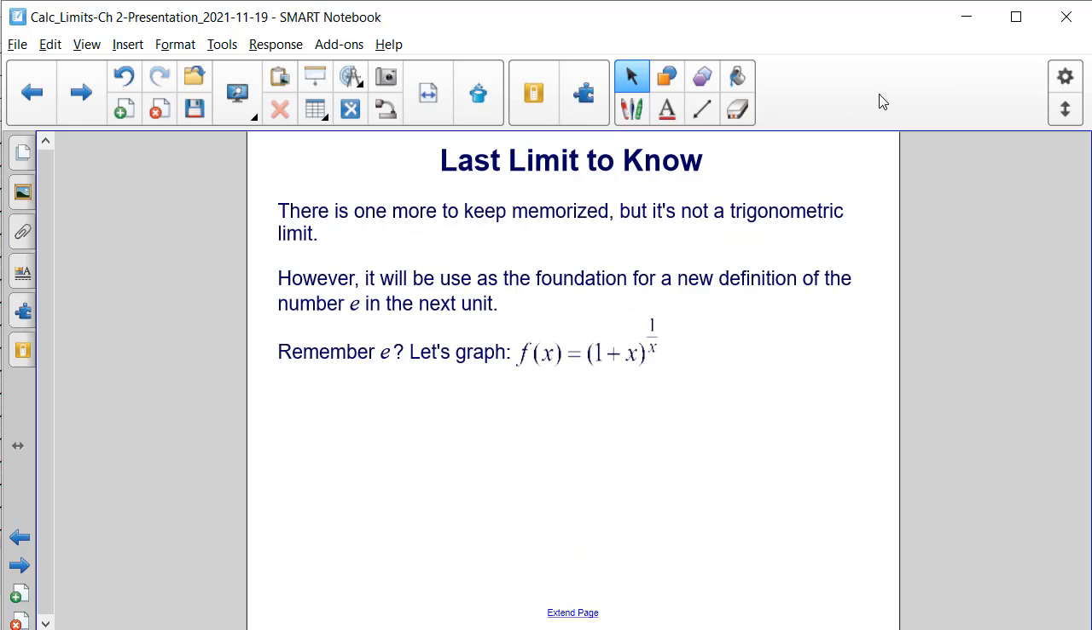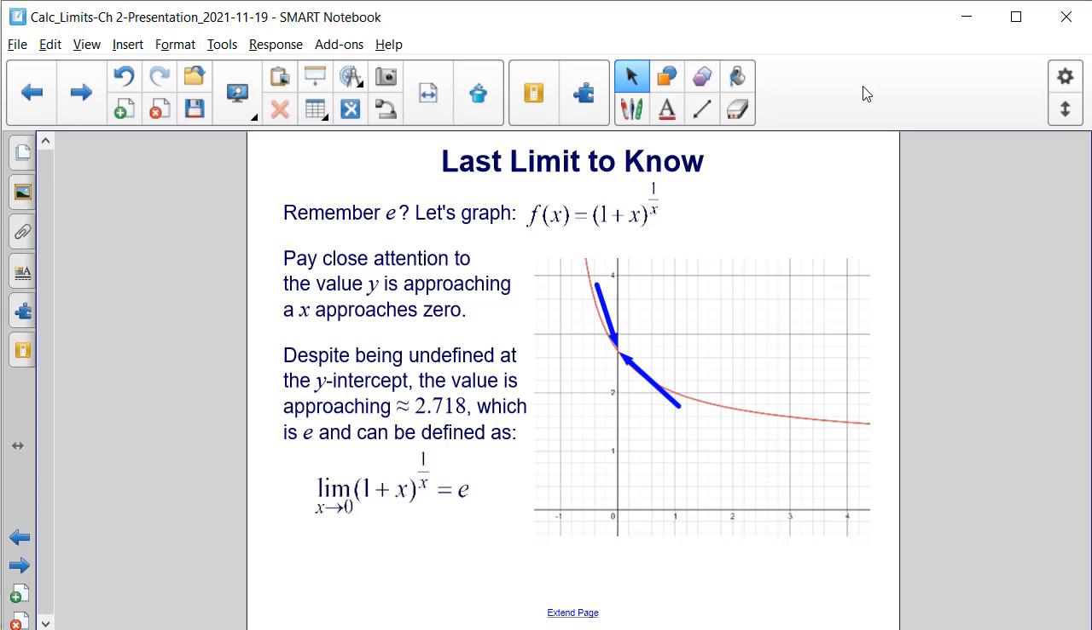The last limit to know is not a trigonometric limit. However, it will be used as the foundation for a new definition of the number e in the next unit. Do you remember e? Let's try to graph f of x is equal to the quantity 1 plus x raised to the 1 divided by x power. Pay close attention to the value y is approaching as x is approaching 0. Notice from the left, it's approaching a number between 2 and 3. And similarly, as we approach 0 from the right, it's approaching that same value.